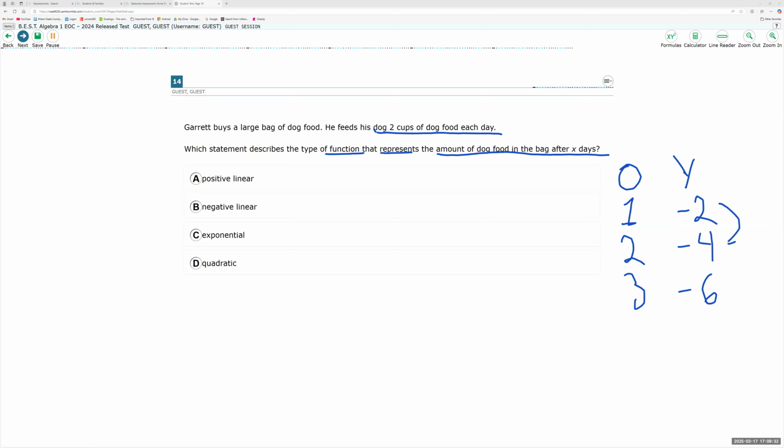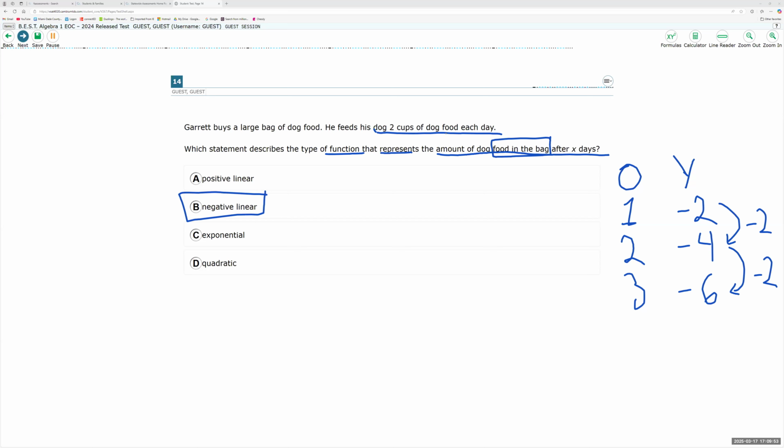The difference here is, of course, linear. We're subtracting, or adding a negative, 2. And so I have a linear function, and the bag is decreasing as the food is being taken out of the bag. So it's food in the bag, decreasing, or negative. So negative linear is the correct answer.